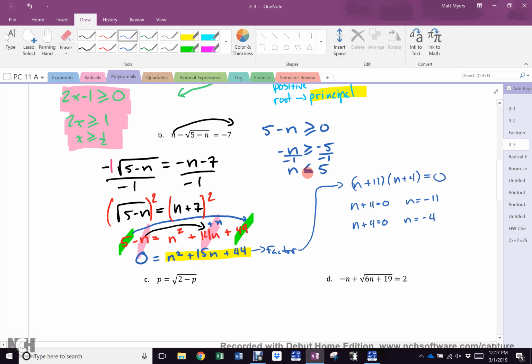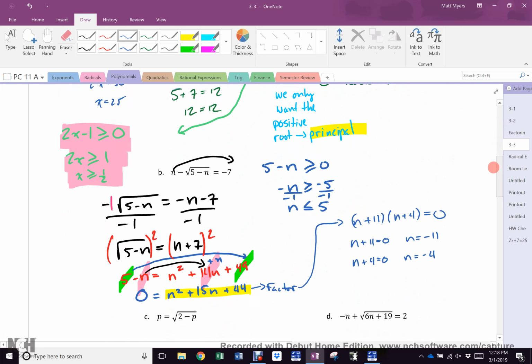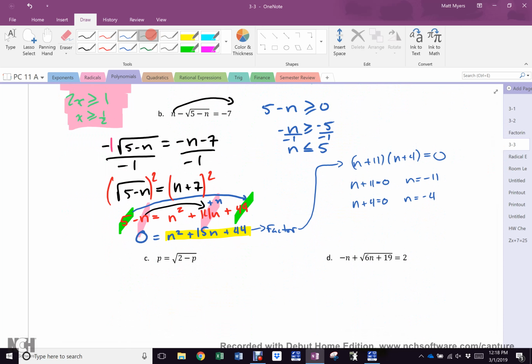N has to be less than or equal to 5. Are both of them less than 5? Yes. So they meet our restriction, don't they? So they are possible answers. What is our last step? Plug them in and check. And we do that in green.